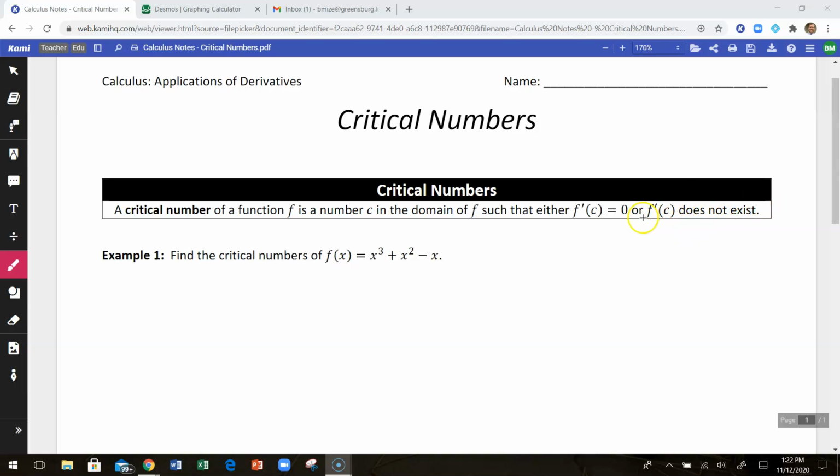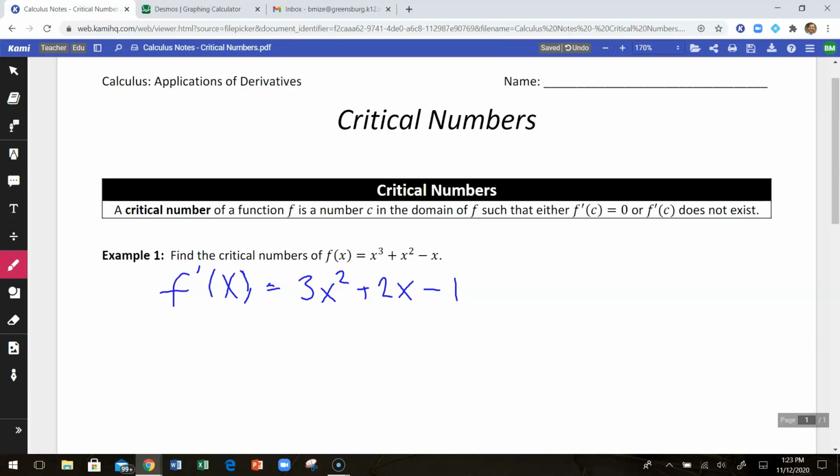The second part of this is something that people always forget when it comes to finding critical numbers. So what we're going to do is take the derivative of the function, and then look for when that derivative is equal to 0 or when it does not exist. Whatever those x values are where those things occur, those are what we call our critical numbers. So this is to take the derivative. So f prime of x is going to be 3x squared plus 2x minus 1.